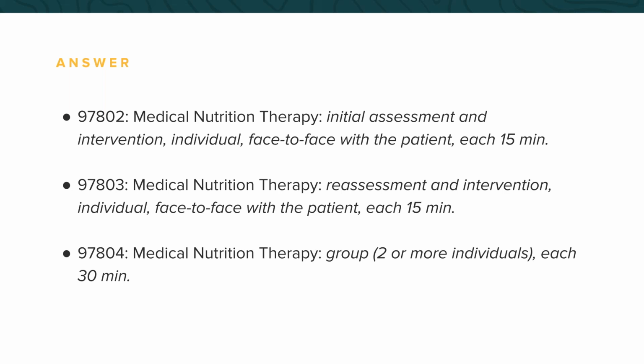And then, of course, the 97804 is going to be lower because it's based on multiple patients. So recognizing that if we have a group, the rate for that unit is going to be lower. So these are the main codes.